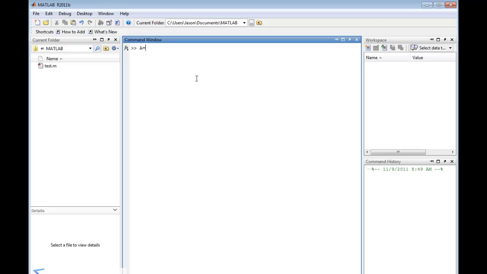So let's define a matrix A that's going to hold and represent our system of equations. And let me show you what I mean by that. Let's just do something simple: 1, 2, 3, semicolon, 4, 5, 6. Now, obviously this is a matrix. We've been talking about matrices for a long time. But how does this represent a system of equations?